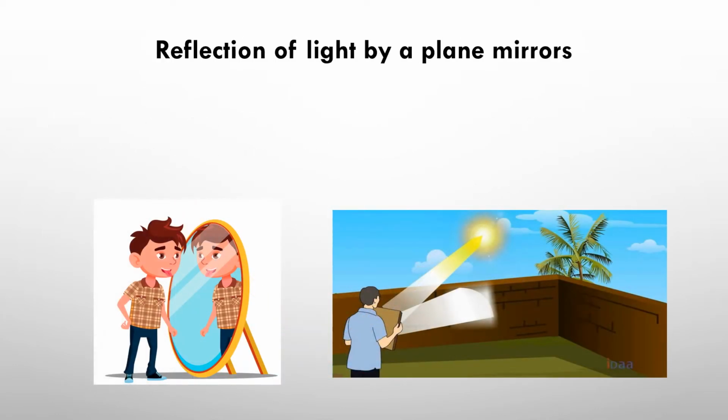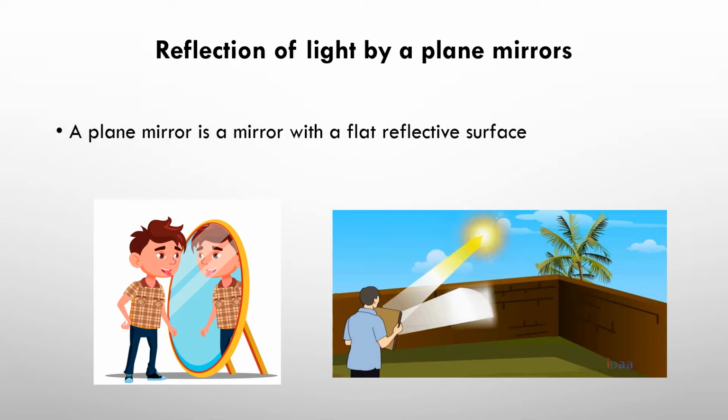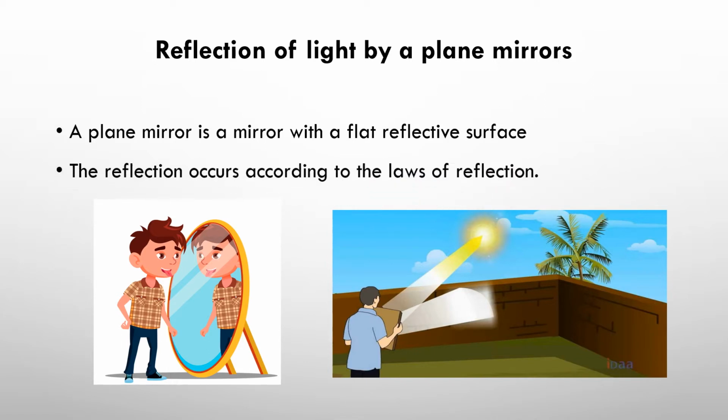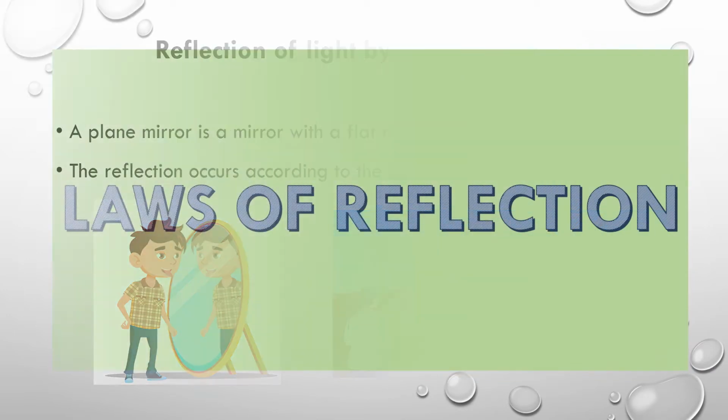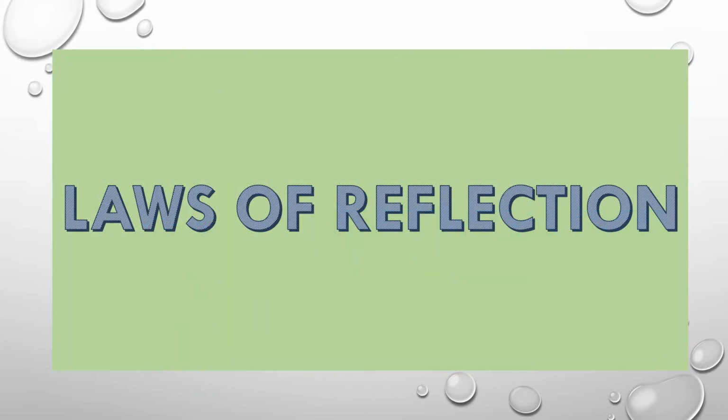In studying reflection, we are using a plane mirror to observe how the reflection occurs. A plane mirror is a flat polished glass surface and it is a reflective surface. So you can easily observe the reflection using a plane mirror. And reflection occurs according to the laws of reflection. So let's see what the laws of reflection are and how the reflection occurs according to these laws.